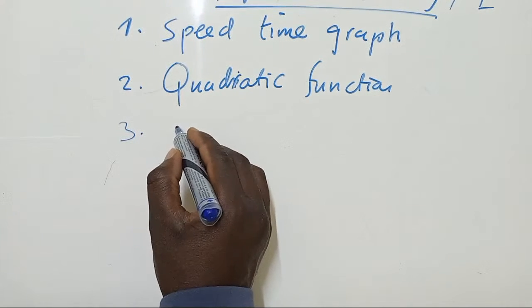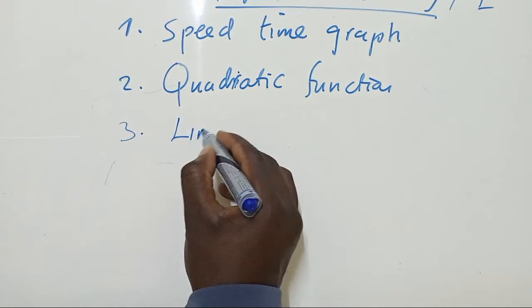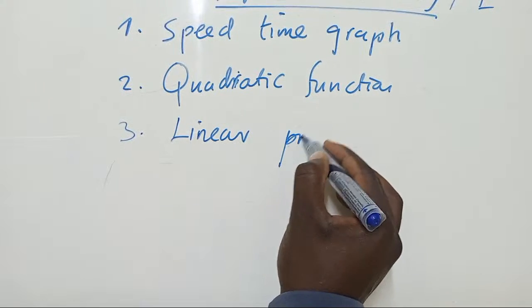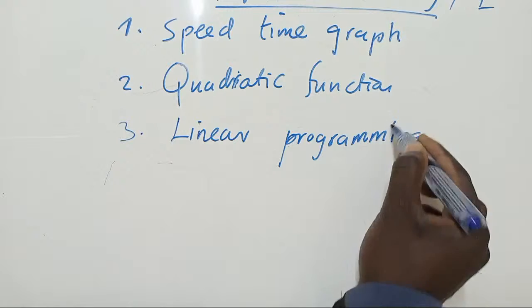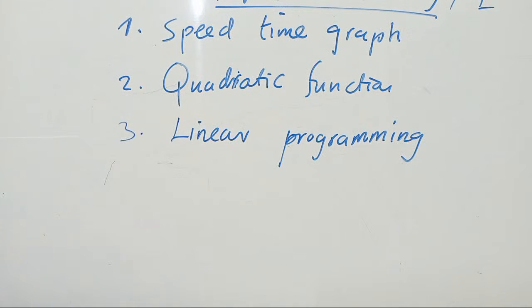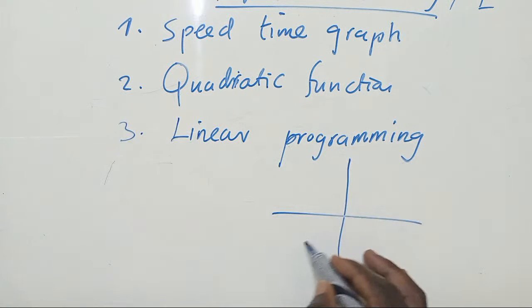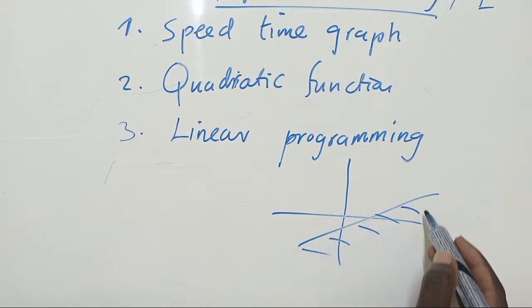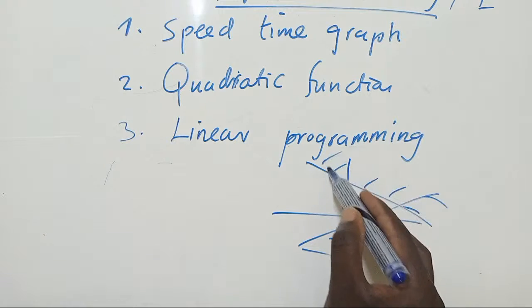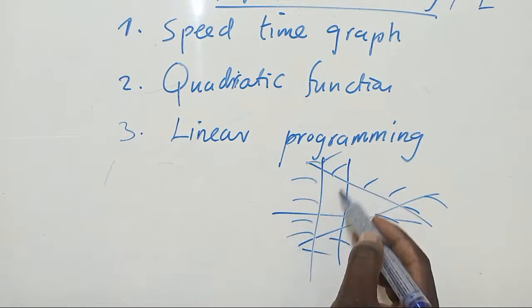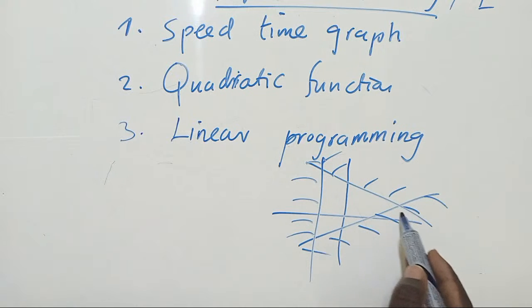The other thing that you need to know is linear programming. Remember, we are talking about paper one. So you must know linear programming. Mostly in paper one, they'll just give you the graphs, maybe with this side shaded, and maybe here, just like that. And then they ask you to identify or write the inequalities. So you need to know that.